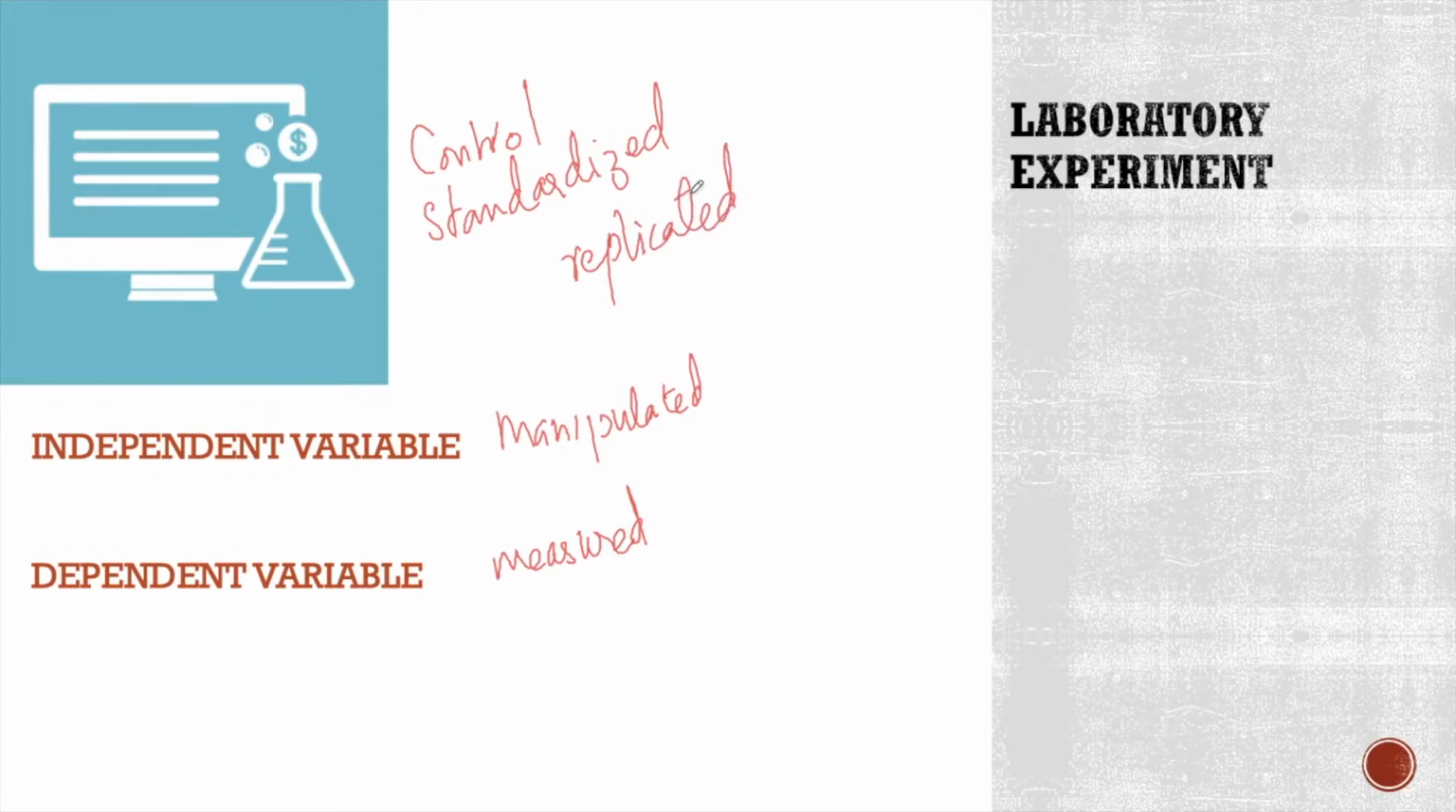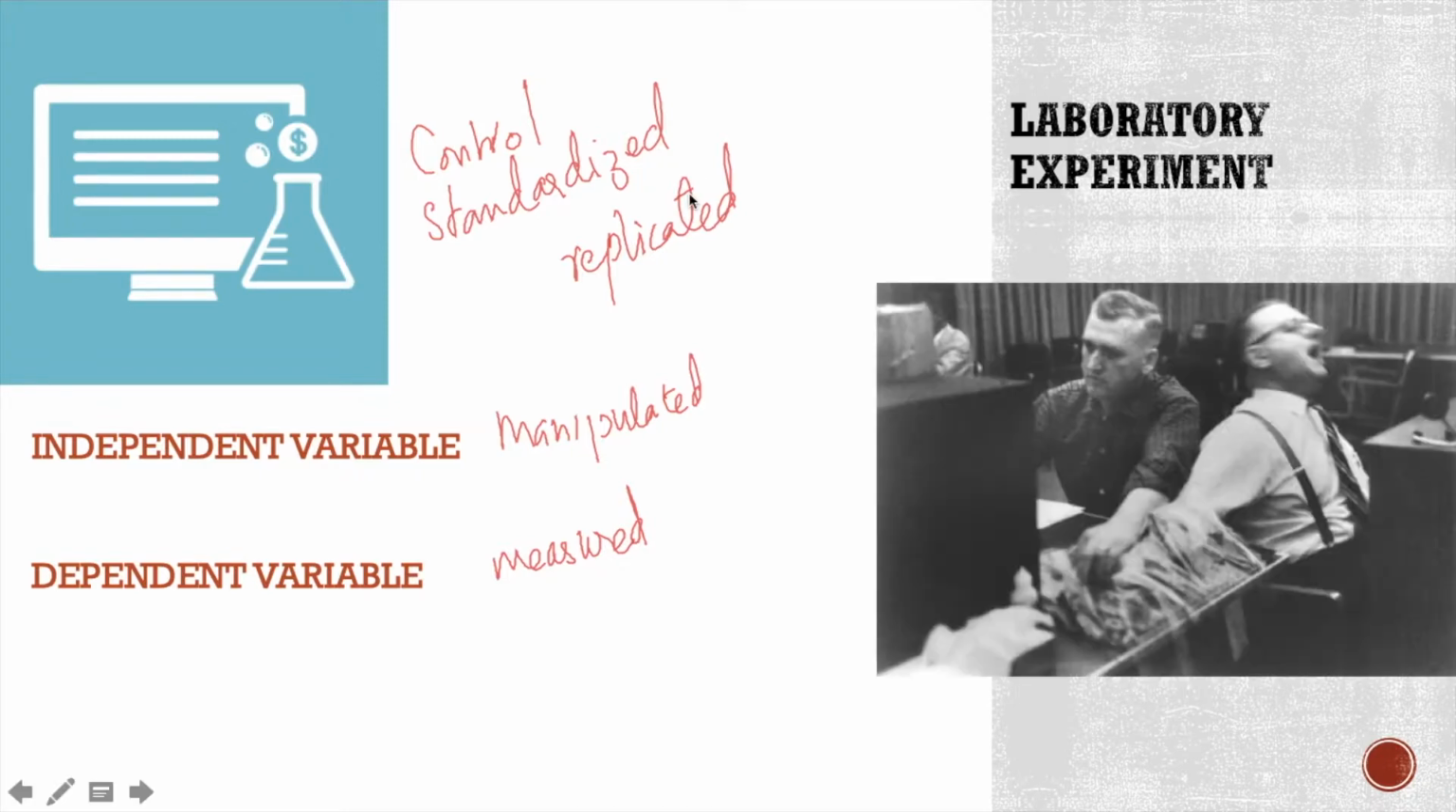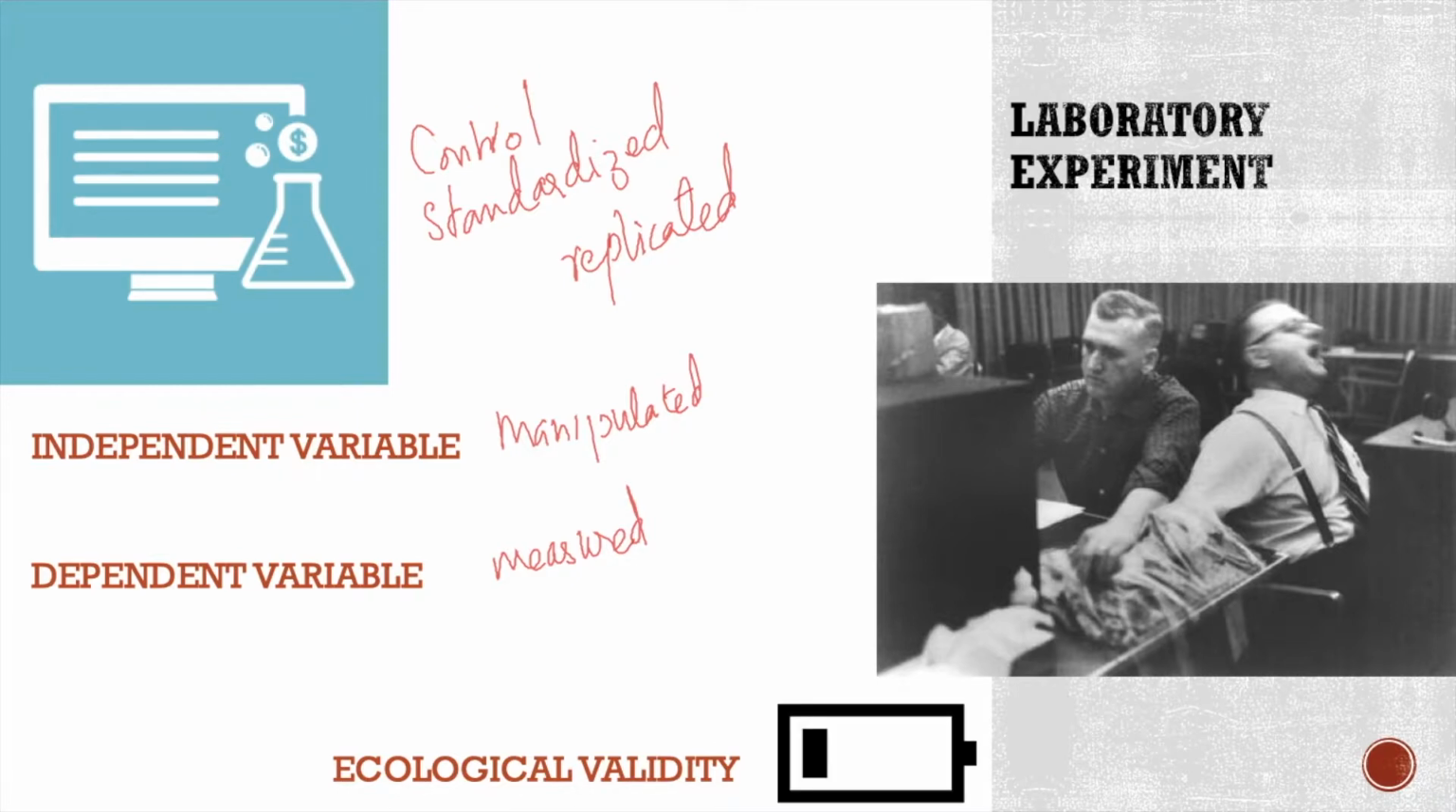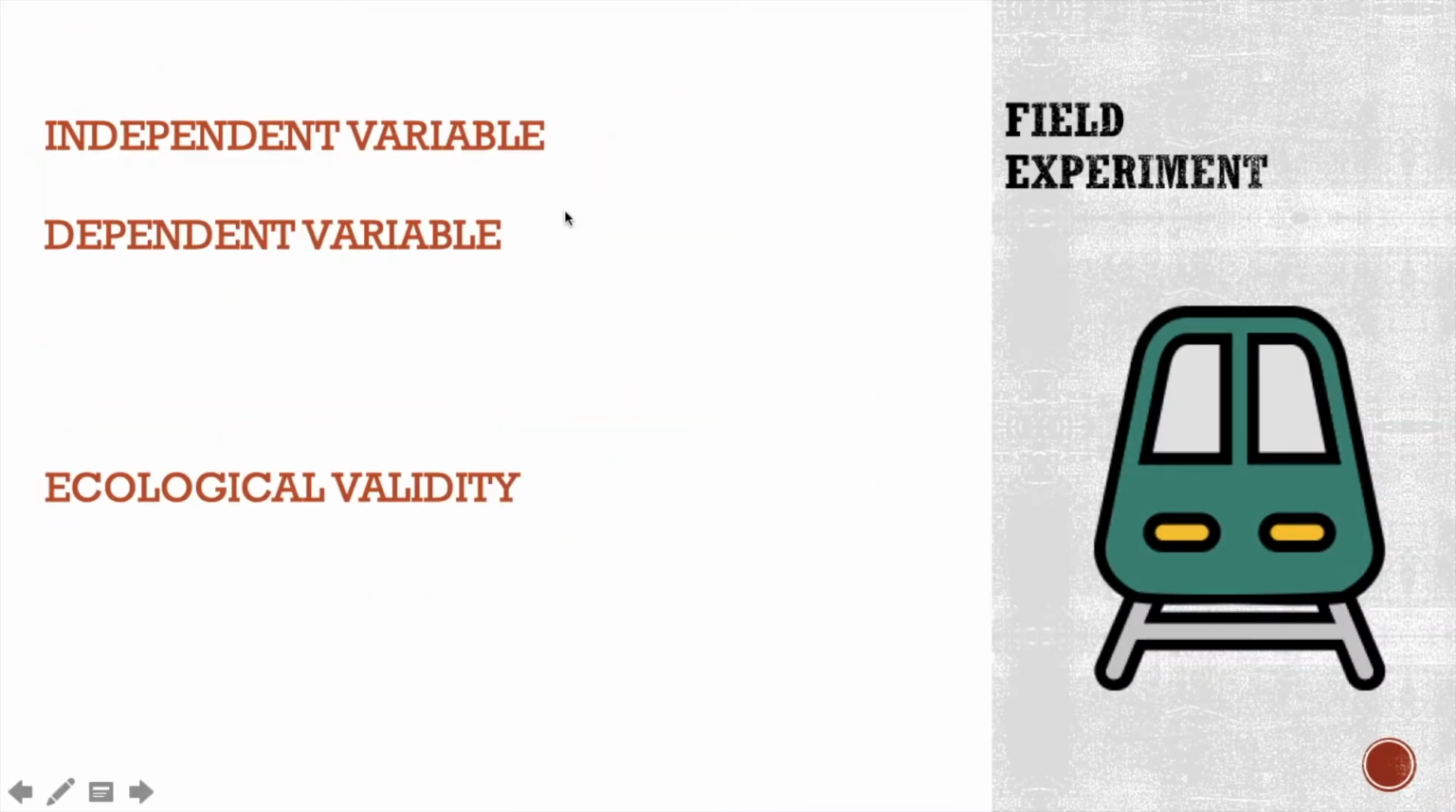Okay. So, one of the classic examples of a lab experiment would be the Milgram study. So, in this, the IV was manipulated, the dependent variable was measured, and it was in a lab setting. It was far away from the real life situation, and therefore the ecological validity is very low.